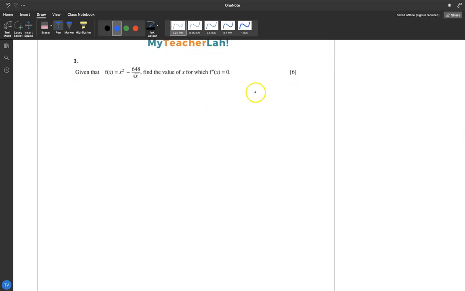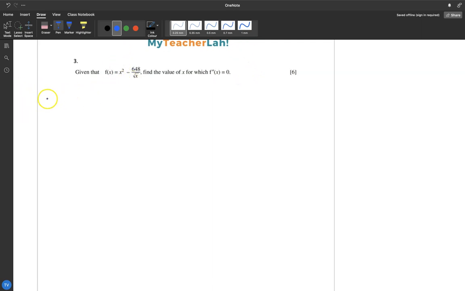6 marks for this. This is a bit of a long-winded and tedious question, but ultimately it's not that difficult. So let's try this. You're given that f x equals this, and they are asking you to find the value of x for which the second derivative equals 0, which means you just need to differentiate this twice and then equate that last differentiation value to 0. So let's do this step by step.